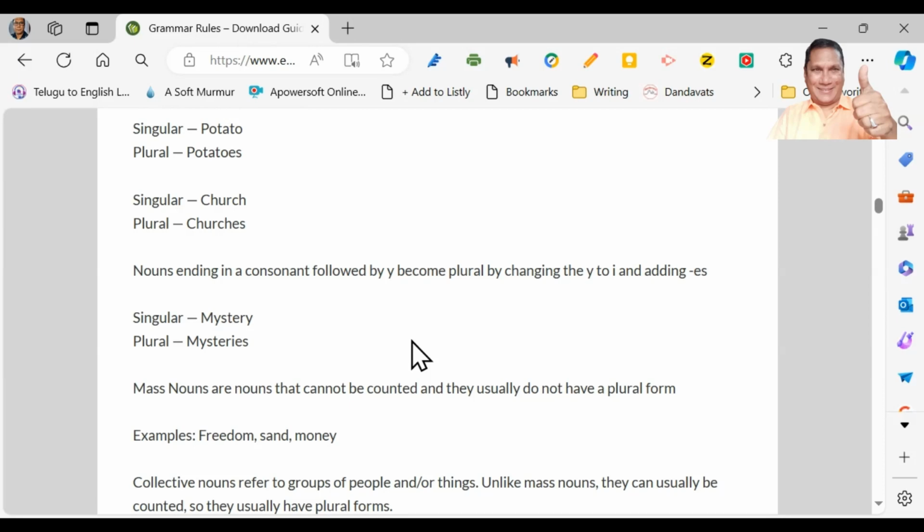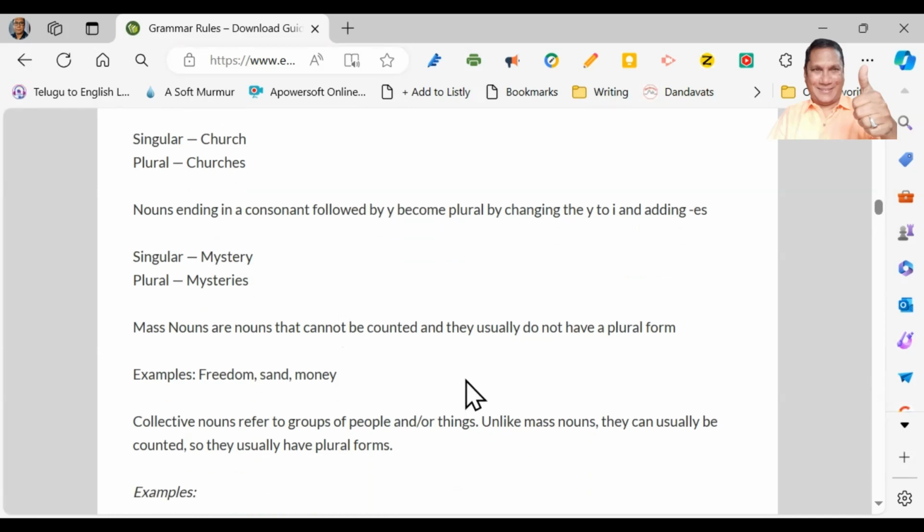So here the example given is mystery. This word ends with y, and there is a consonant just before y. So the plural will be: just change y into i and add es. So that becomes mysteries.